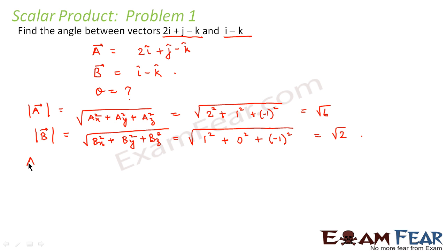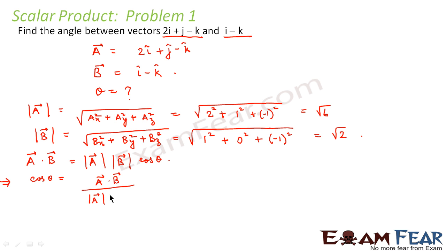Now let us apply the scalar product. We know that A dot B is equal to mod A mod B cos theta. So we can write cos theta is equal to A dot B divided by mod A into mod B. Now what will be A dot B? Let us write it like this: A dot B divided by, now here we can directly write the values.